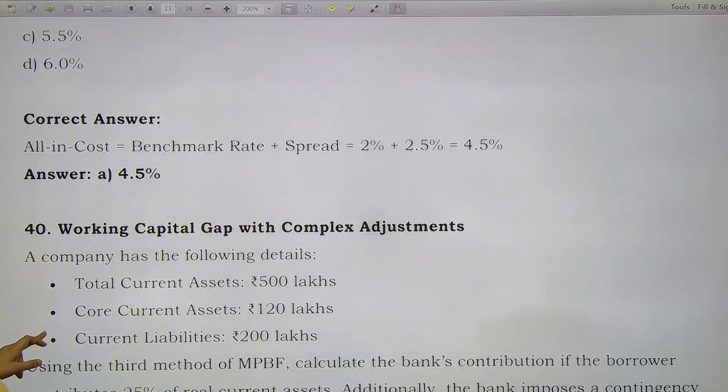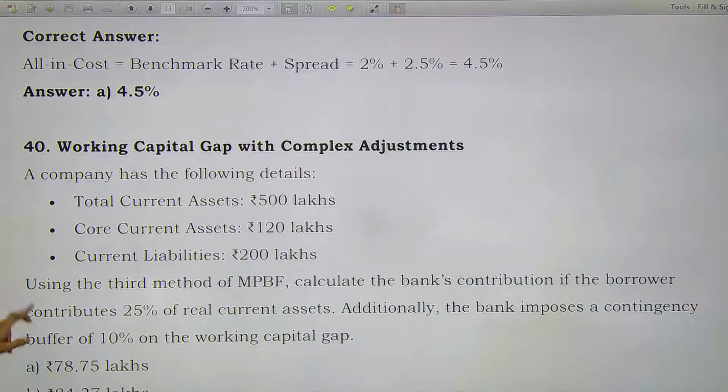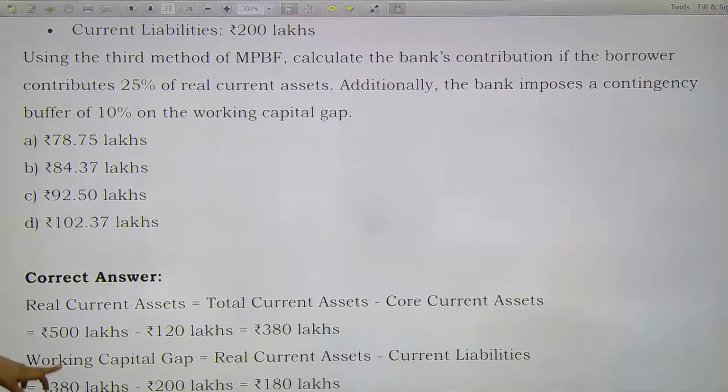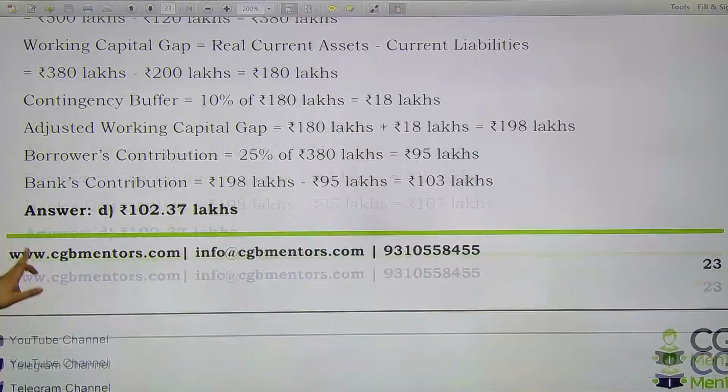Now a company has the following details: total current assets, core current assets. Now this question I have given you for your practice purposes. You can do it. We have done a similar question before.